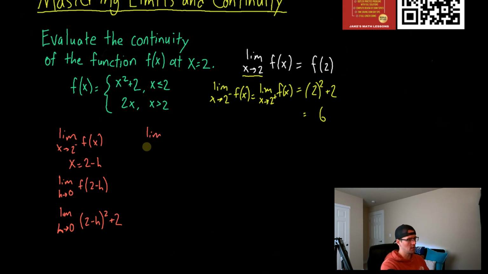And then for our right-hand limit, we're going to do something similar. We're going to say x approaching 2 from the right of f of x. We're going to say x equals 2 plus h. And then we're going to take the limit as h goes to 0 of f of 2 plus h, which, now that we're looking at x values that are slightly bigger than 2, because we're approaching 2 from the positive side, the right side, we're going to use this part of our piecewise function. So f is now going to be 2x, so f of 2 plus h is going to be 2 times 2 plus h. So the limit as h goes to 0 of 2 times 2 plus h.